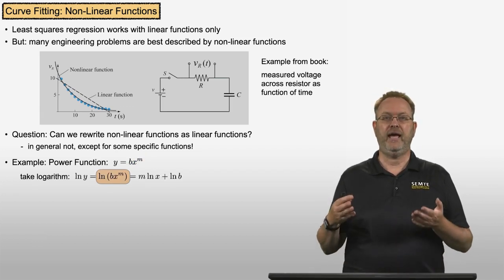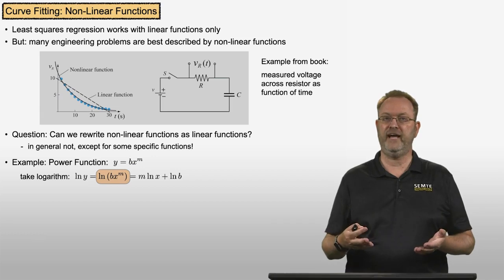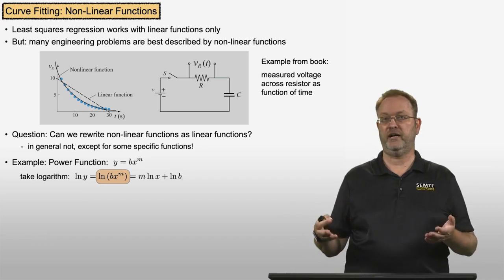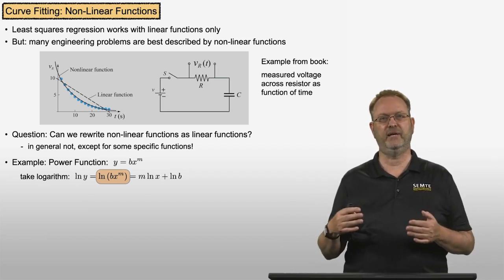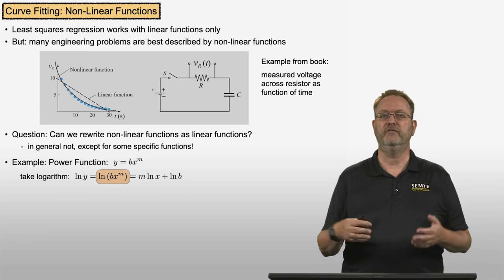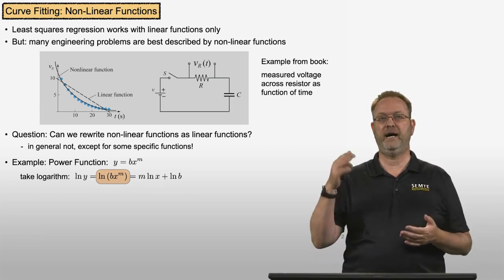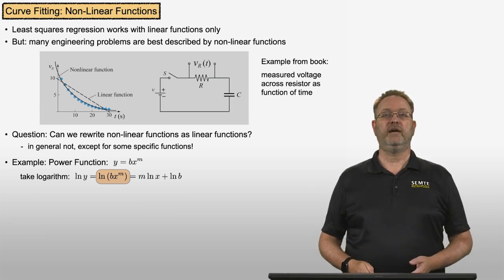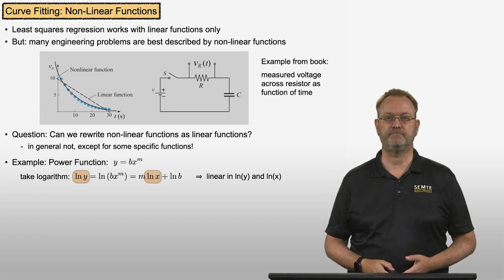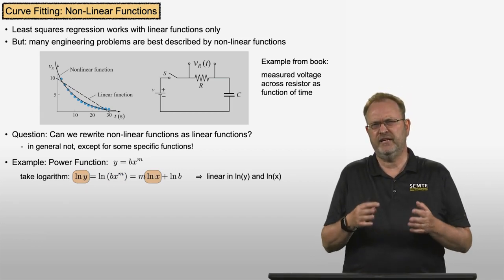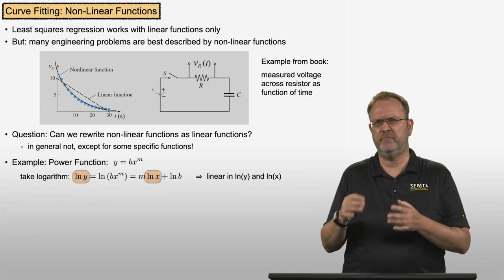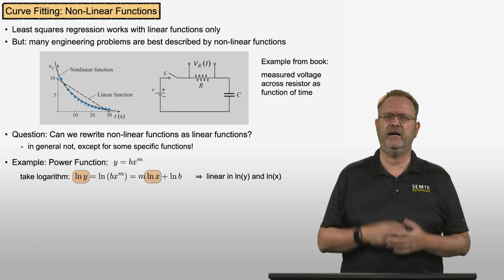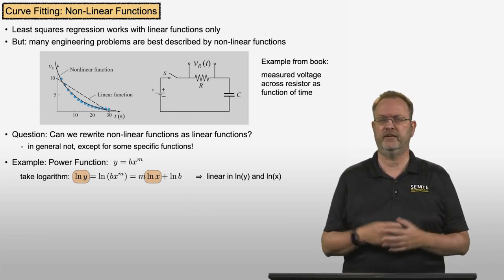That gives me m times the logarithm of x plus the logarithm of b, right? If you remember, if you take the logarithm of a product, that becomes the sum of the logarithms. And if you take the logarithm of something to a power, that becomes that power times the logarithm of the variable. Okay, so now let me look at this first. So you see that there's a logarithm of y equal to m times the logarithm of x plus the logarithm of b, where x and y are my data variables that I'm trying to fit.